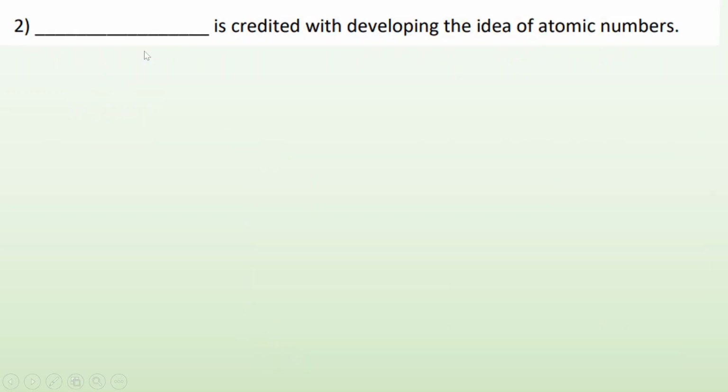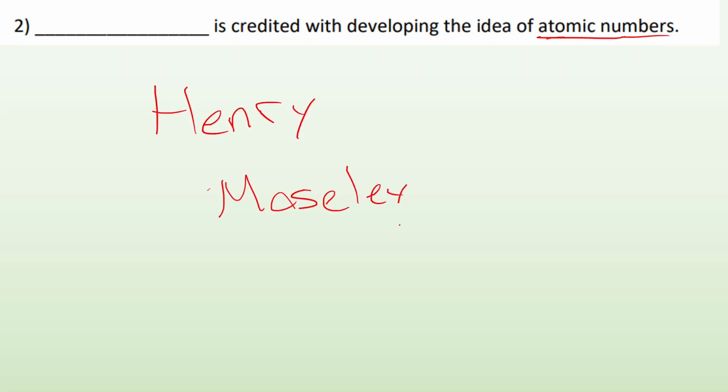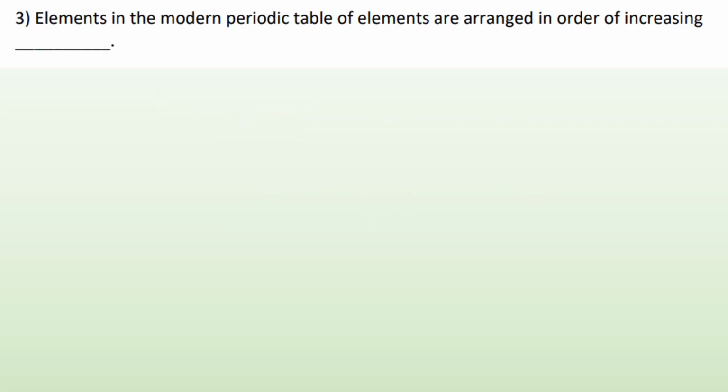All right, question number two. Who is credited with developing the idea of atomic numbers? So this is a factual question. There's no real processing to it. This is just, you know that Henry Moseley is the one that came up with atomic numbers. All right, so elements in the modern periodic table of elements are arranged in order of increasing atomic number.